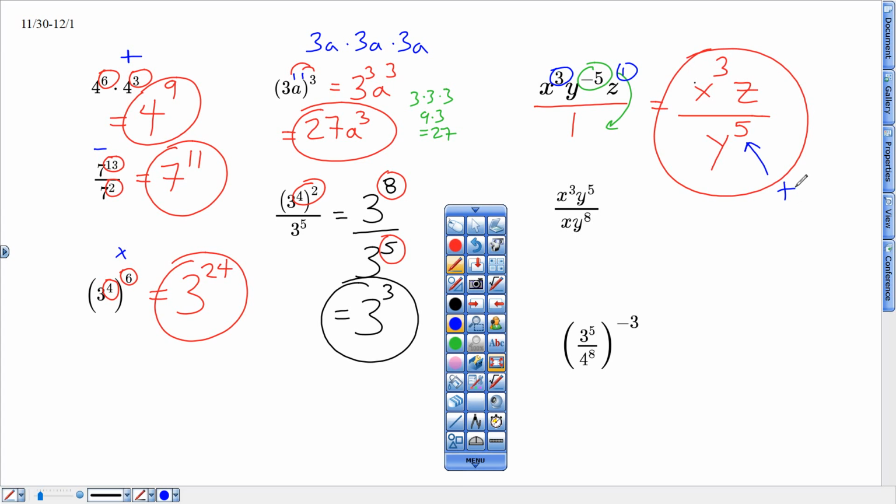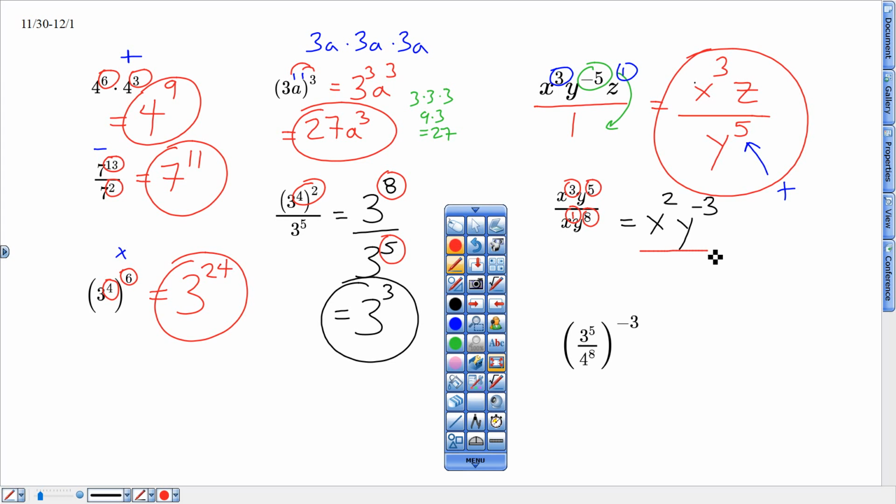Next word is bowl. Bowl. All right, this guy has you subtract and then use the rules for exponents. So again, I'm subtracting top minus bottom. That gives me x to the 3 minus 1 power, x to the 2nd, y to the 5 minus 8 power, negative 3.